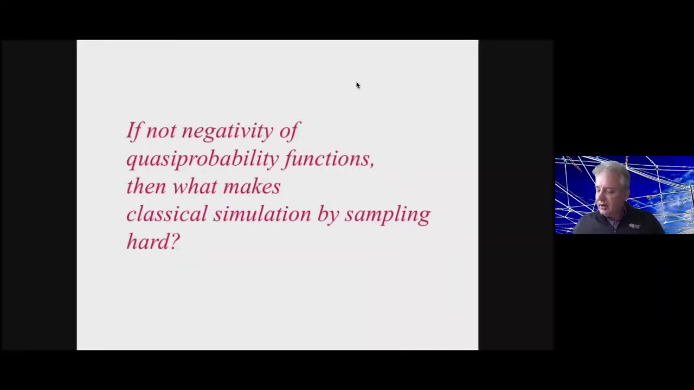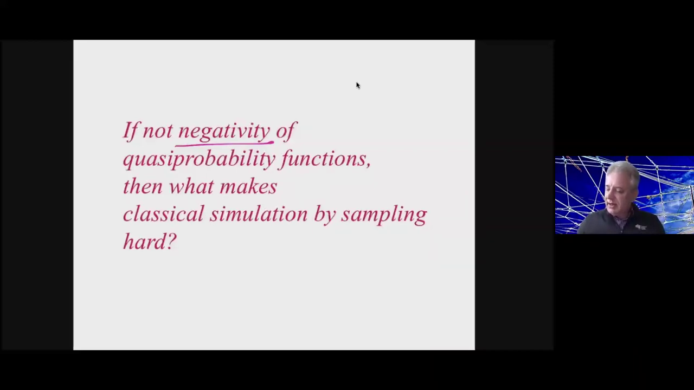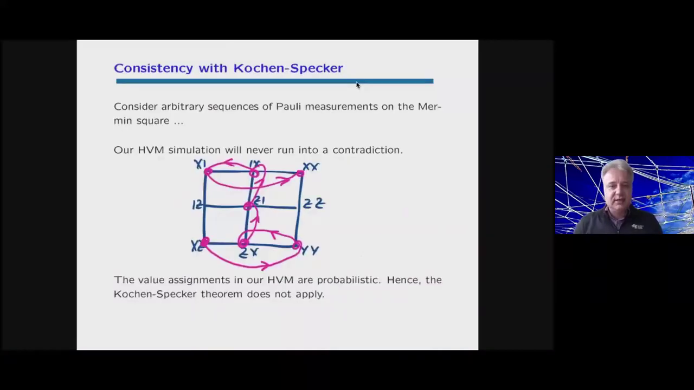Okay, so now, what is the big question here? So negativity has been eliminated. But it previously was the reason for the hardness of quantum computation. And so if it's not negativity anymore, then what makes the classical simulation by sampling hard? So that's the main open question right here. And that's what I want to leave you with. But because I probably have a minute or so left, let's just talk about consistency with quotient spectra.